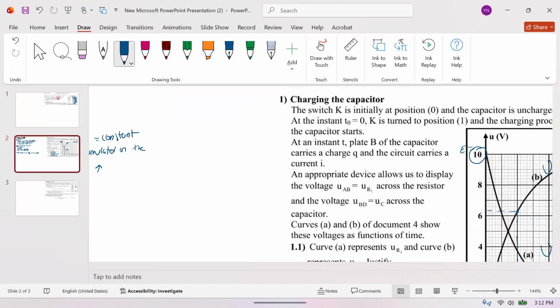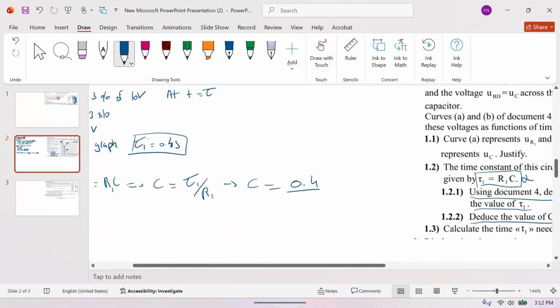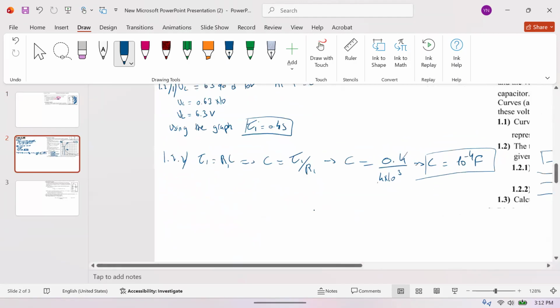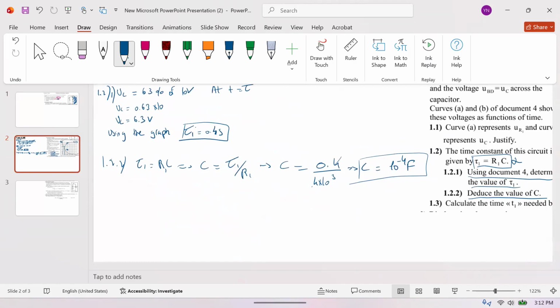You have to be careful with the units too. So 4 kilo ohm, it's 4 times 10 to the power 3. And as you can see, we can remove the 4s. We will get 10 to the power minus 4 farad. So as I always say, the value of the capacitance should be small.